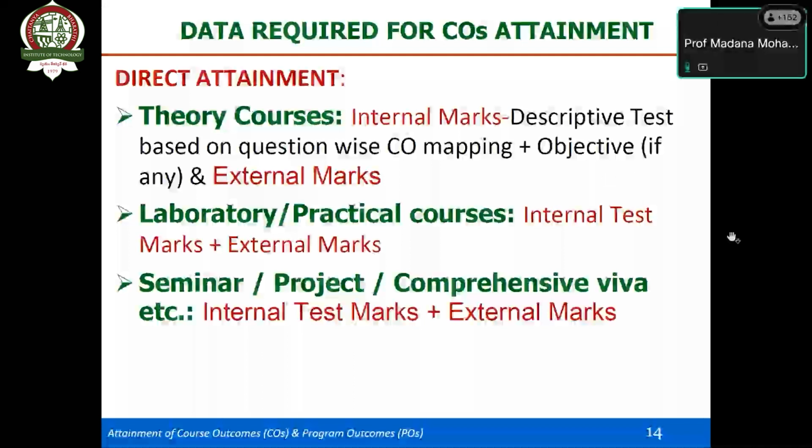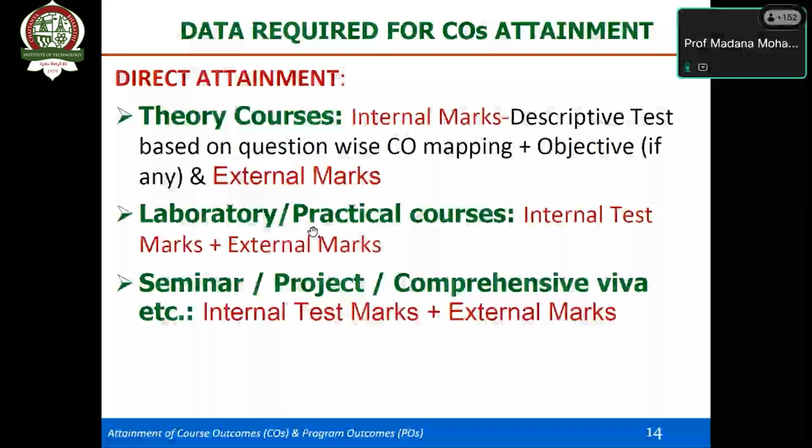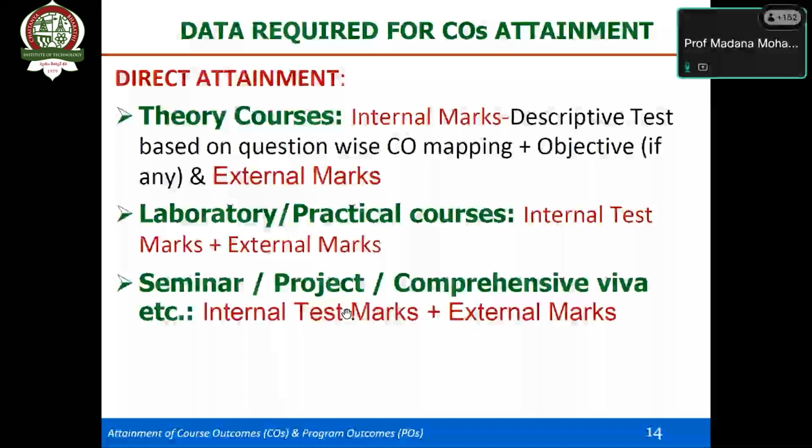That is for a theory course. If it is a laboratory practical course, internal marks, external marks. If it is seminar or project or comprehensive or whatever, internal, external. Some components may not have external. At that time, you can consider only internal. So for direct attainment, the data requirements are component wise, theory course wise, practical course wise, and other components.